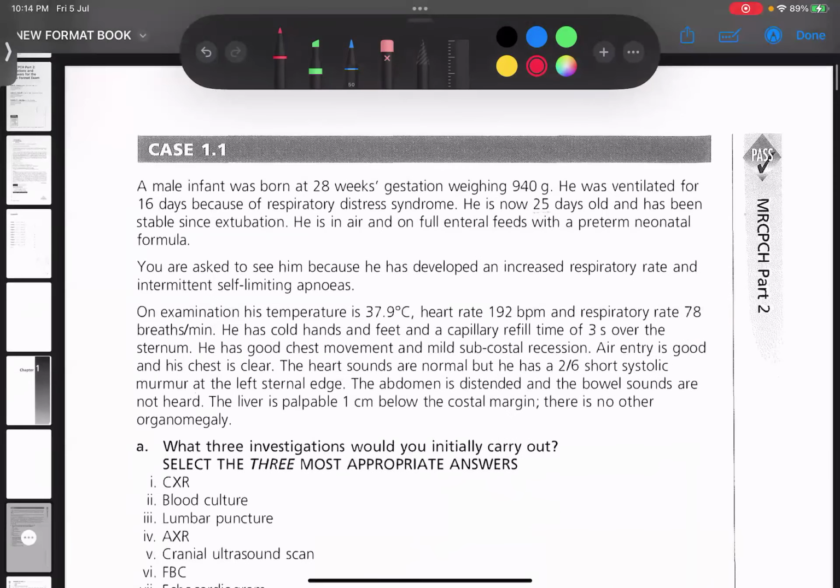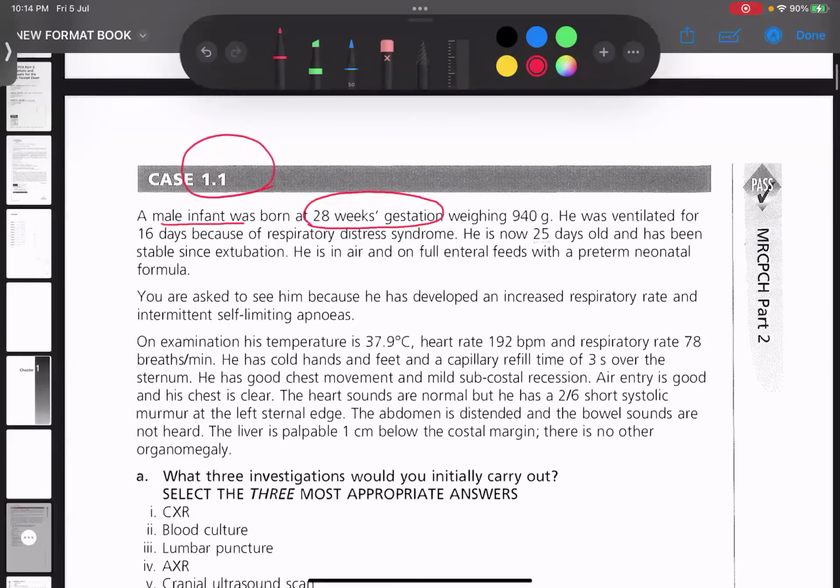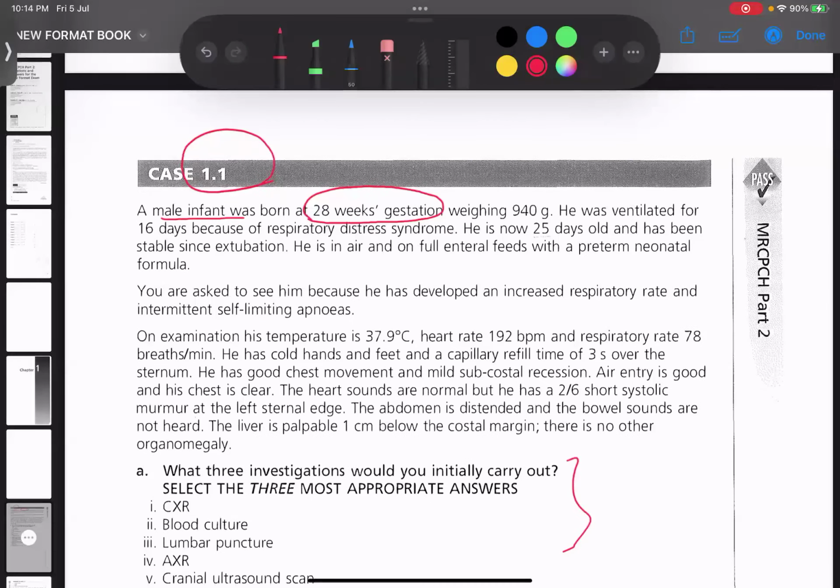So we have case 1.1. What do we have here? A male infant was born at 28 weeks of gestation. Before starting the class, I'll tell you, don't focus on the questions. You just focus on the scenario. We'll discuss the scenario and then go forward to solve the questions.